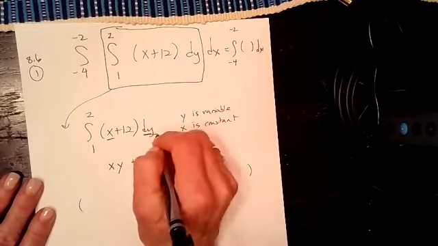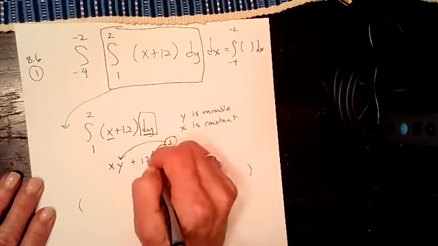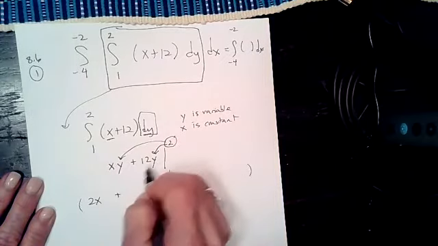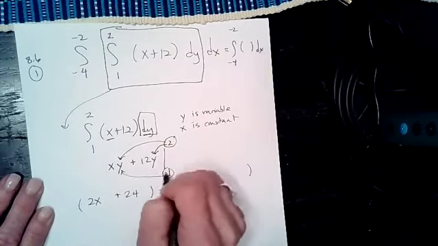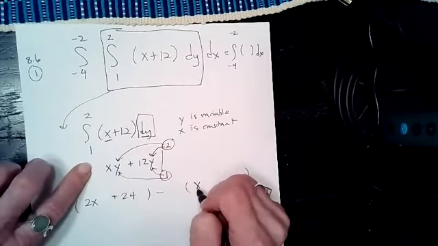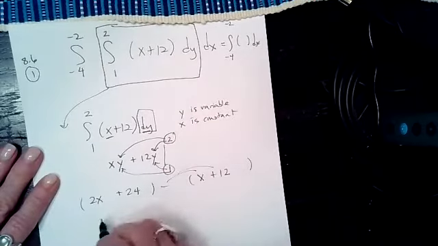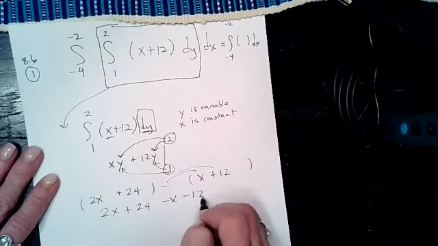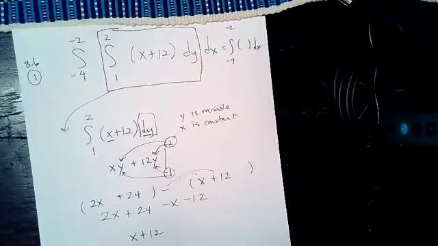So remember, because I'm integrating with respect to y, I'm plugging in my limits for y. So 2x plus 12 times 2, minus, and I plug in 1 for y, so 1x plus 12, and then I distribute my negative and get x plus 12. You don't always get what you start with, but we just happen to in this one.